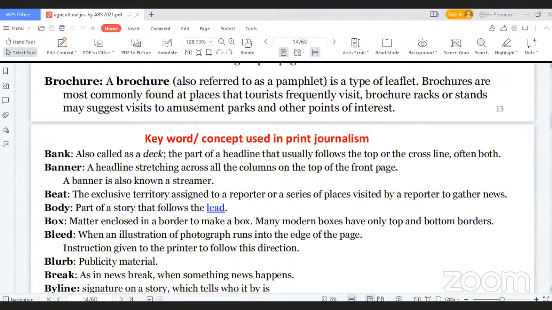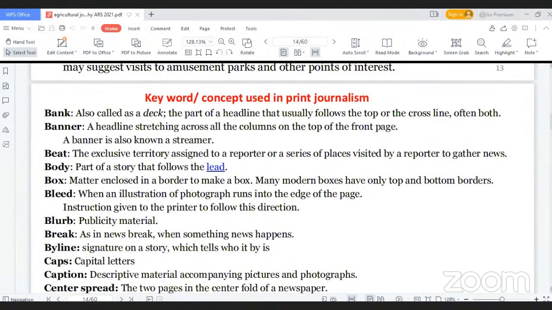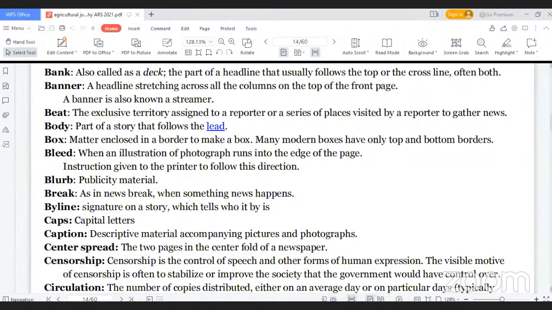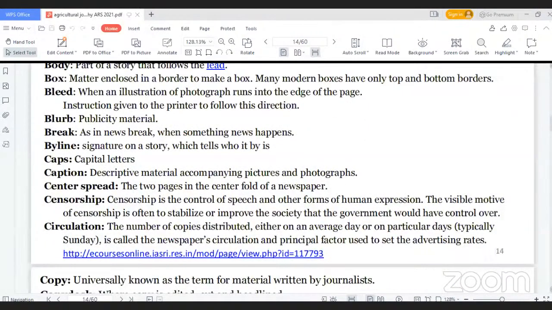Go through some of these concepts or keywords. A headline is the top first line. A beat is the territory assigned to a reporter. A blurb means publicity material. A byline is the signature on a story which tells who it is by. Suppose some stories are published in a newspaper and there are signatures, or in an editorial column the name is there; it's called a byline.